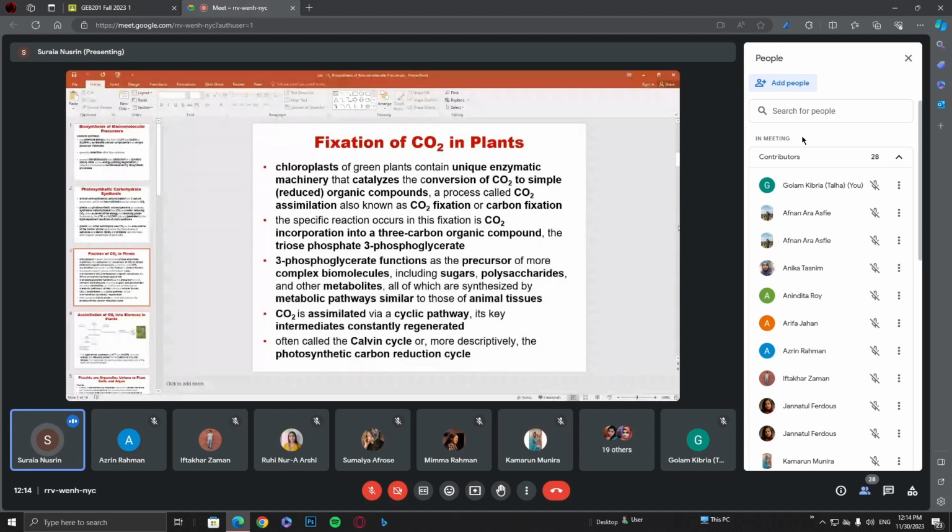So this is done by the organelle chloroplast, and chloroplasts are present in the green plants, and chloroplasts have specific enzymes, and those enzymes catalyze the conversion of carbon dioxide to simple organic compounds, which we said is that carbon dioxide is reduced to organic compounds. This process is called carbon dioxide assimilation, and it is also known as carbon dioxide fixation or carbon fixation. And this carbon dioxide is incorporated into a three carbon compound, a three carbon organic compound.